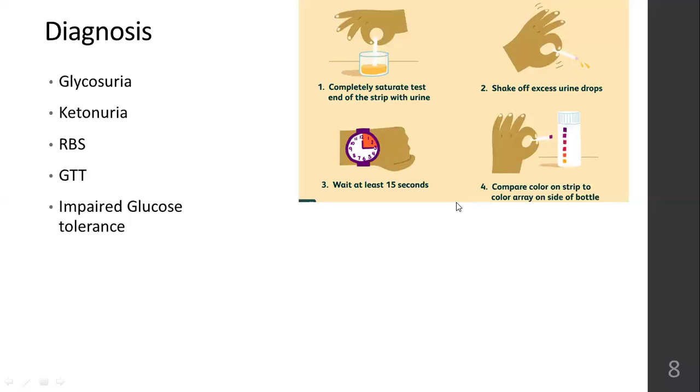Then you can take a random blood sugar level test. It should not be more than 200 mg per deciliter any time of the day. Randomly, you can take the RBS test, the blood sugar test. If it is more than 200, any time of the day, whether you had food or you didn't have food, it means the person is diabetic.